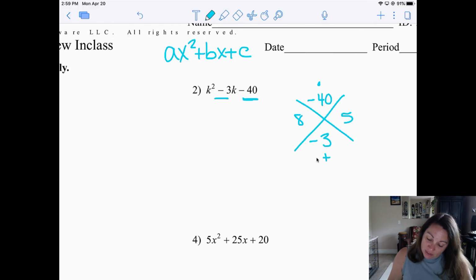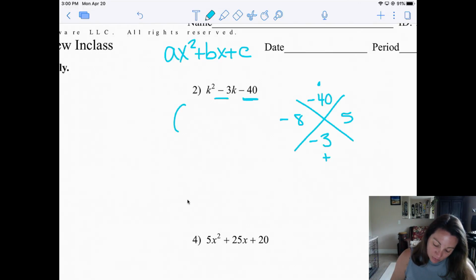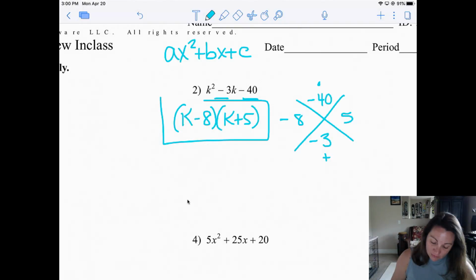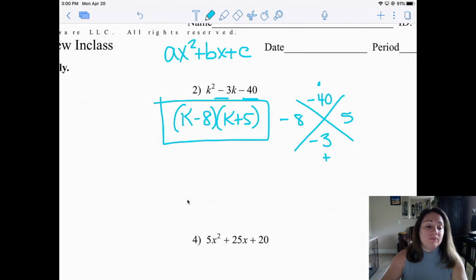8 minus 5 is 3, but that would be a positive 3. How about if we did -8 plus 5? That would give us a -3. And then -8 times 5 would give us a -40 when we go to multiply. So these are going to be our two values that we can then take, and we write them as factors. k minus 8 times k plus 5. And that's it. This is factored. Yay!